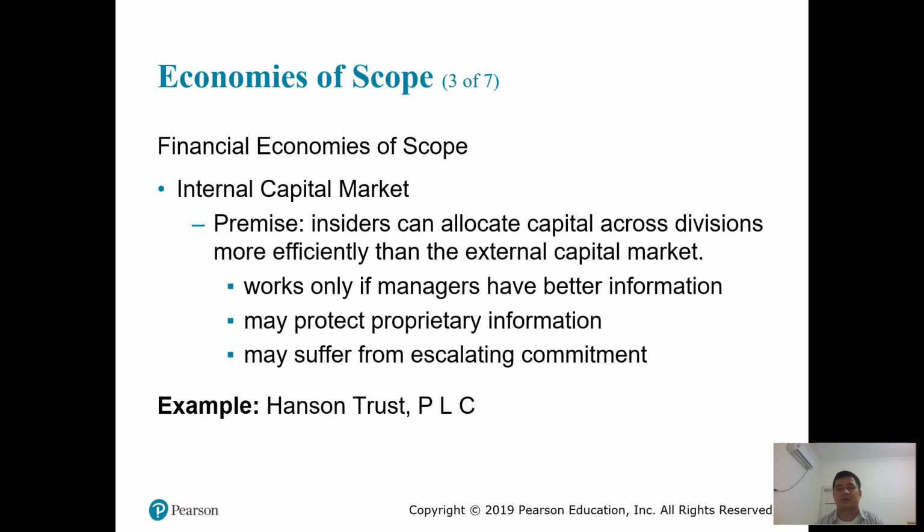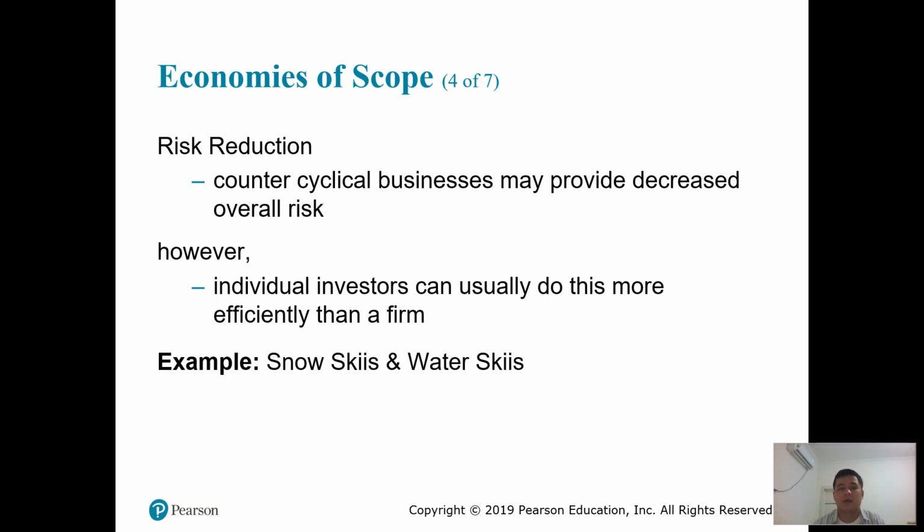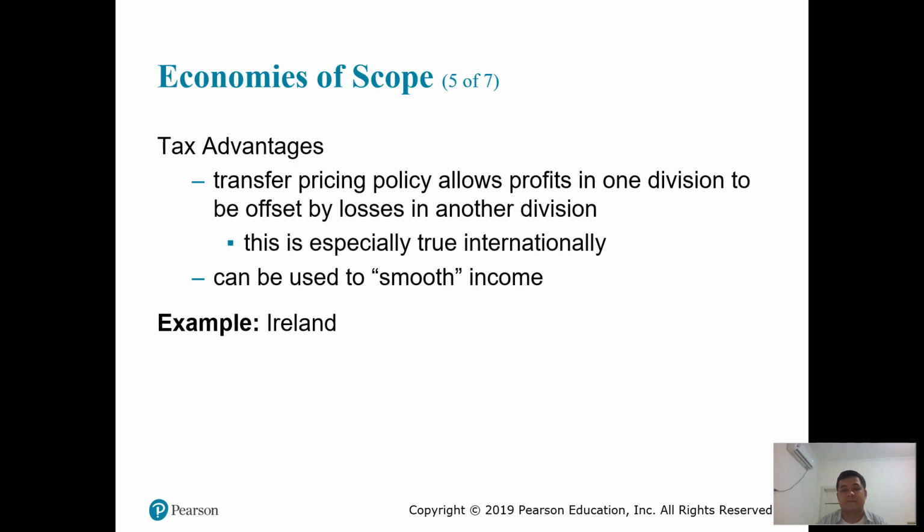Example, Hanson Trust, PLC. Risk reduction: counter-cyclical businesses may provide decreased overall risk. However, individual investors can usually do this more efficiently than firms. As an example, I have been giving snow skis and water skis.